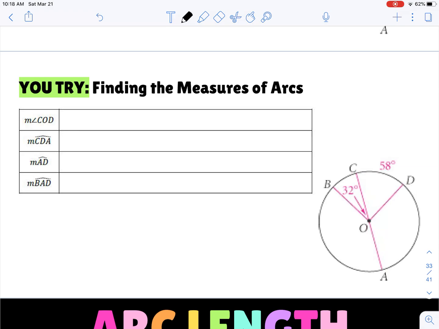Alright, so now I'd like you to pause this video and take some time to find the measurements of these. And then we'll go from there. Notice that angle COD is talking about a central angle. And when we have the arc symbol, it's talking about an arc. So pause the video, get to work, and un-pause when you're ready to check your answers.